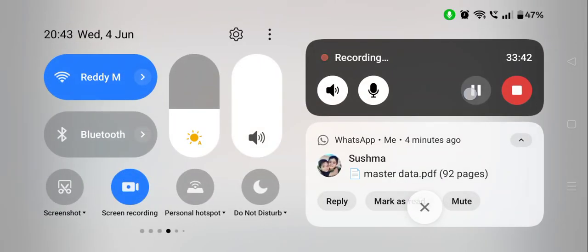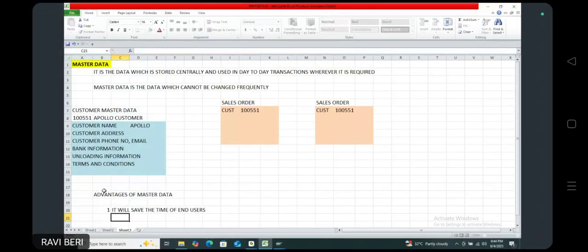End users, and it will avoid manual mistakes. It will save the time of end users, and it will avoid manual mistakes.